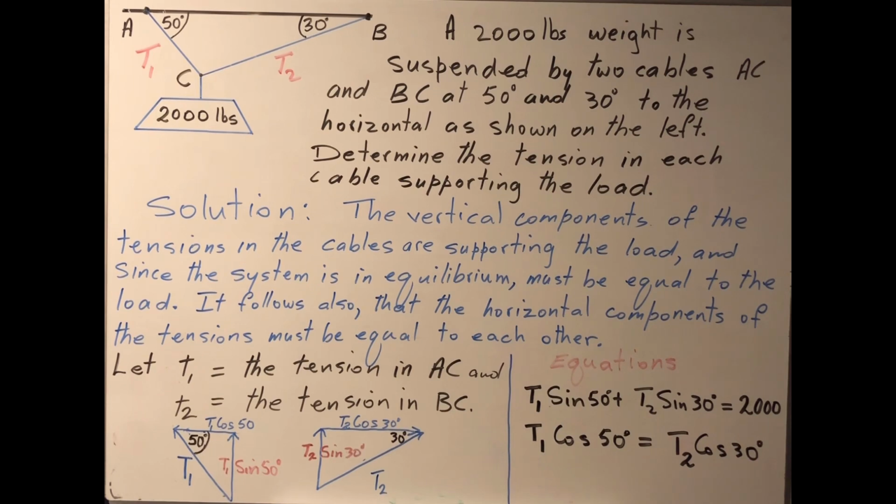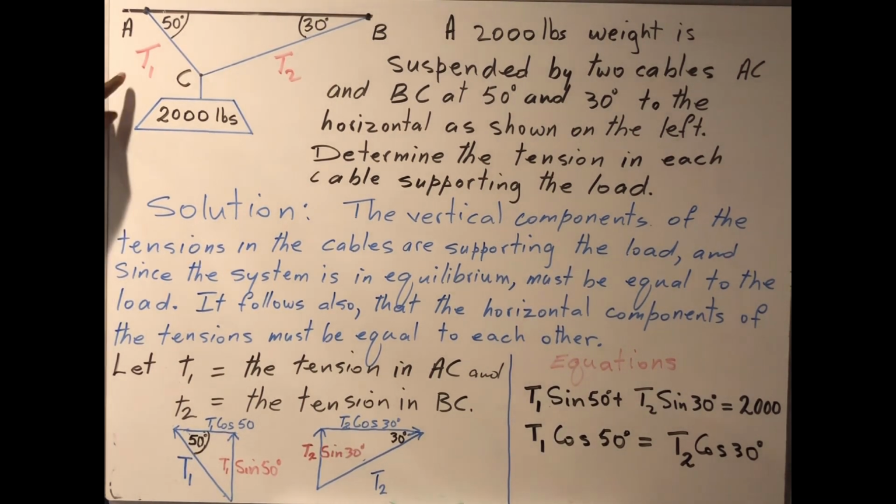This system is in equilibrium, and that means there must be equal and opposite forces that maintain the system in equilibrium. Therefore, the vertical components of the tensions in the cables are supporting the load. And since the system is in equilibrium, the vertical components must be equal to the load. It follows also that the horizontal components of the tensions must be equal to each other.